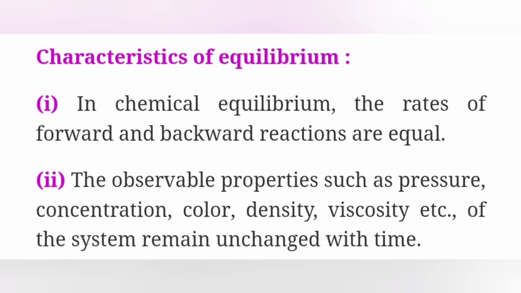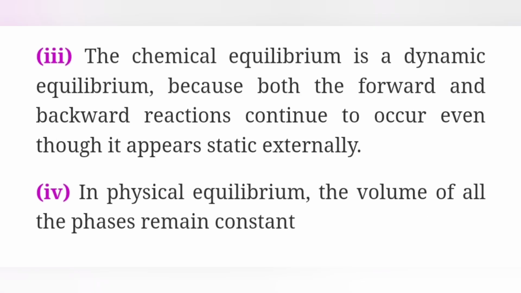Characteristics of equilibrium. First point, in chemical equilibrium the rates of forward and backward reactions are equal. Second point, the observable properties such as pressure, concentration, color, density, viscosity, etc. of the system remain unchanged with time. Third point, the chemical equilibrium is a dynamic equilibrium because both the forward and backward reactions continue to occur even though it appears static externally. Then fourth point, in physical equilibrium, the volume of all the phases remains constant.